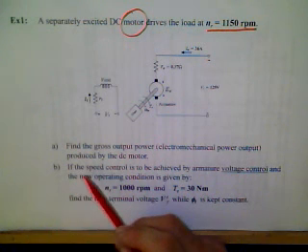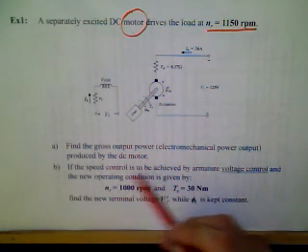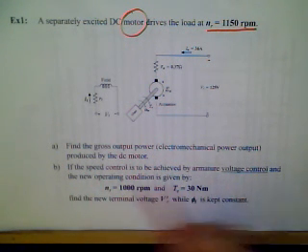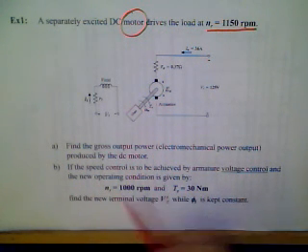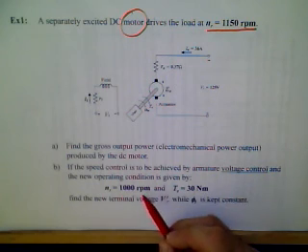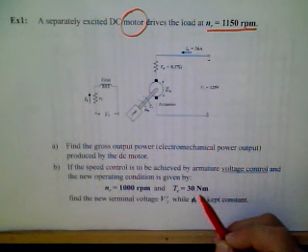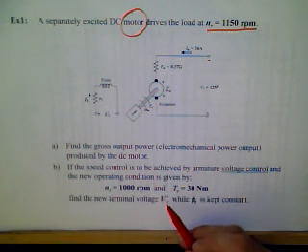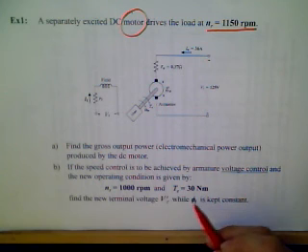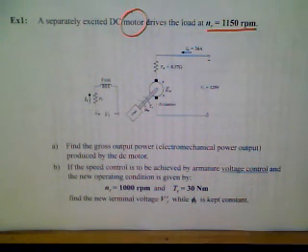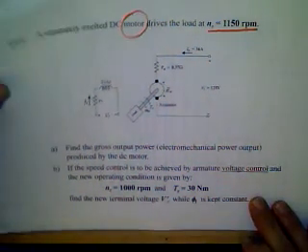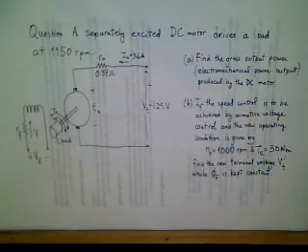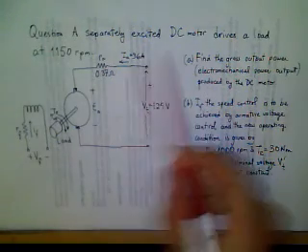Part B asks, if the speed control is to be achieved by armature voltage control and the new operating condition is given by 1000 RPM speed and torque is 30 Newton meters, then we have to find the new terminal voltage Vt prime, while Vf, flux F is kept constant. So this is a kind of motor control circuit.